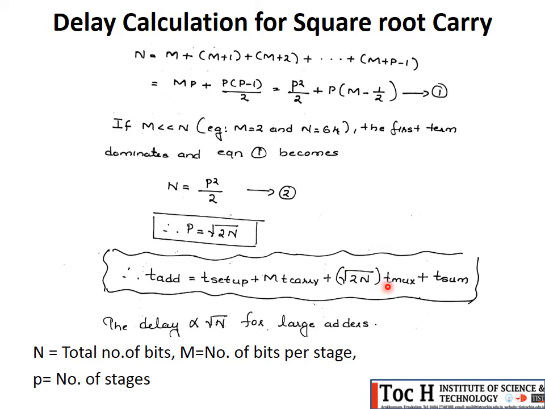So in the previous equation for linear carry select order, we have written it as t setup plus m t carry plus n by m. So n by m is actually p itself, so that can be replaced as root of 2n into t mux plus t sum.